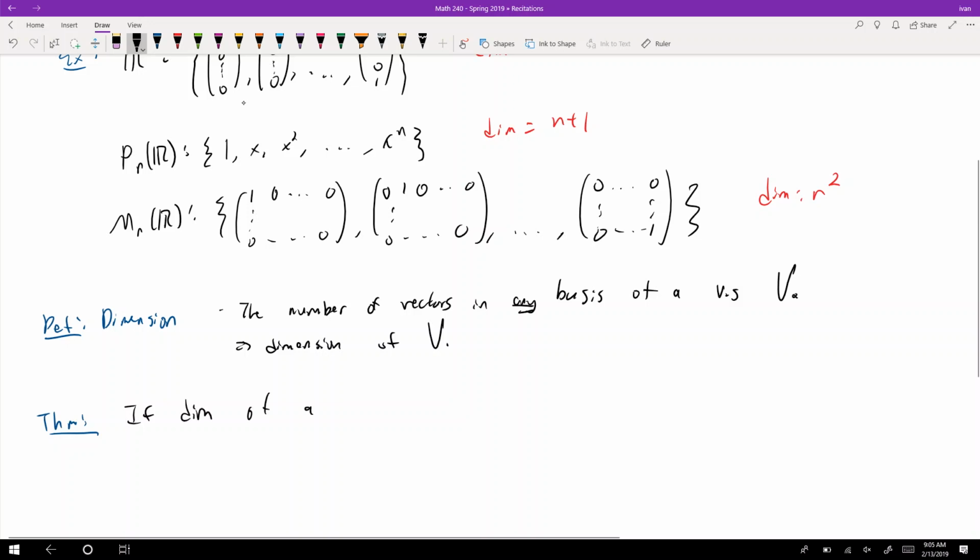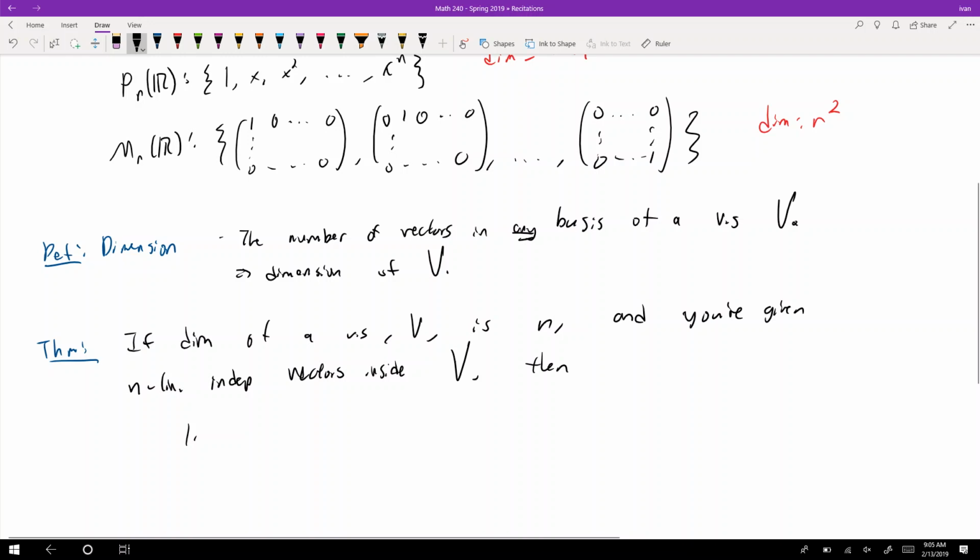If the dimension of a vector space V is n, and you're given n linearly independent vectors inside V, then first of all, they span V. And then, okay, so what do you have? Well, you have n linearly independent vectors that span V, which means that they form a basis.